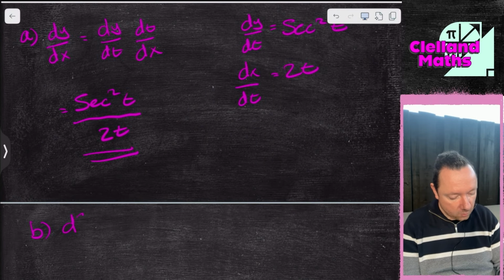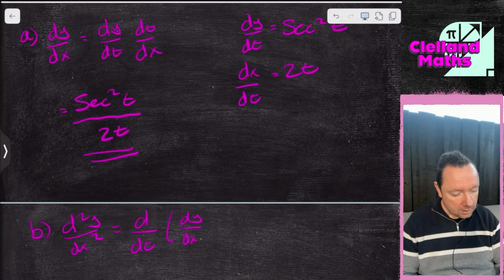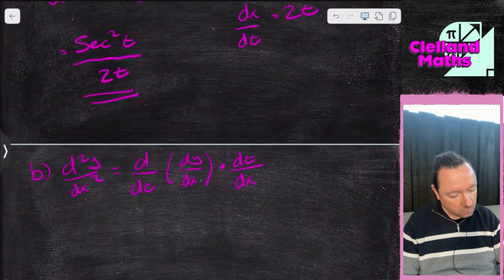Part B, d2y by dx squared. Well, we want d by dt of dy by dx, so we don't have a choice anyway. And then we want to times by something. Well, how do you remember that? I want the dt's to cancel, so I'm going to have the dt on top. And I want a dx squared on the bottom, so I need a dx.